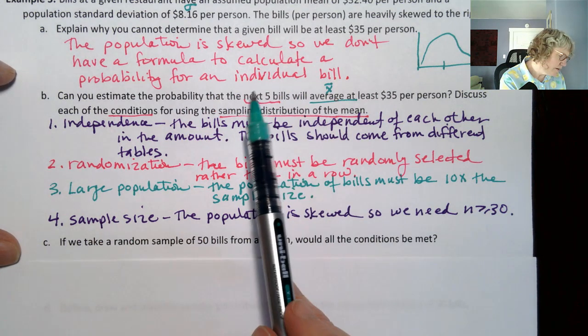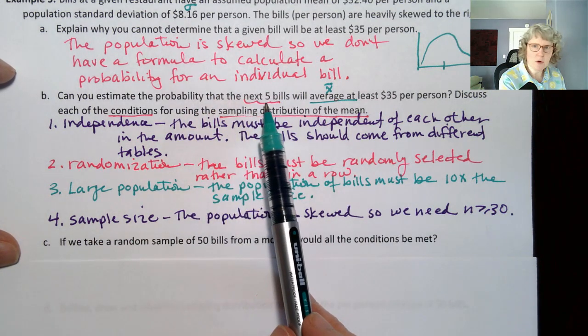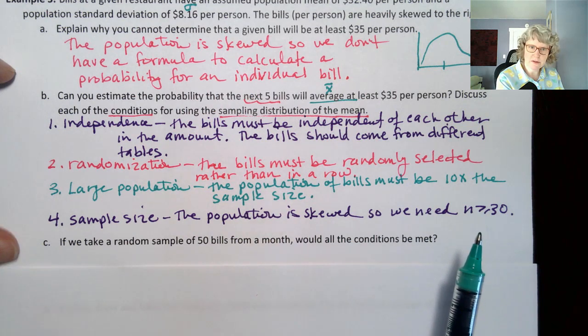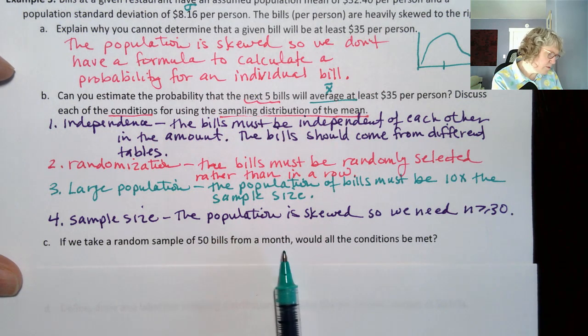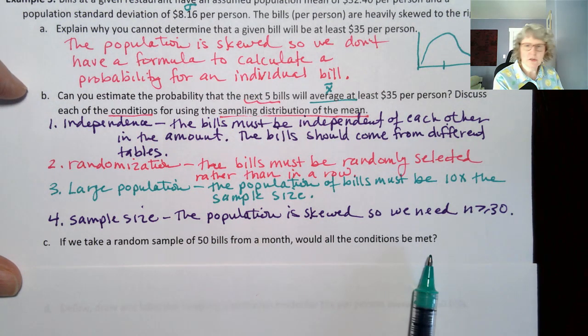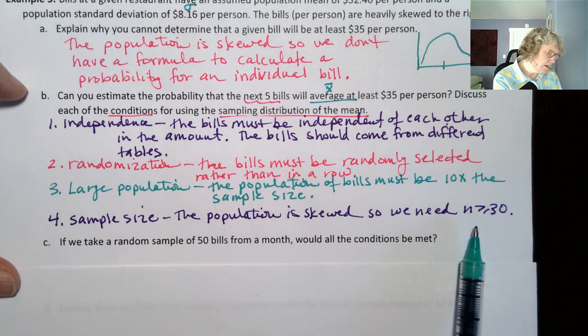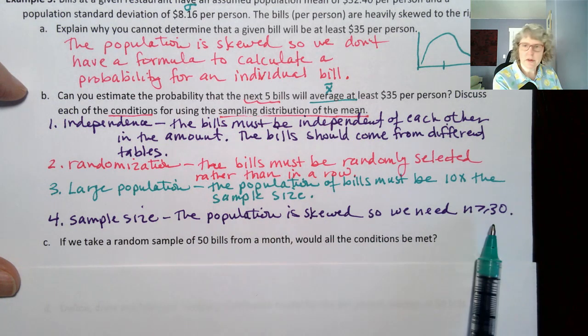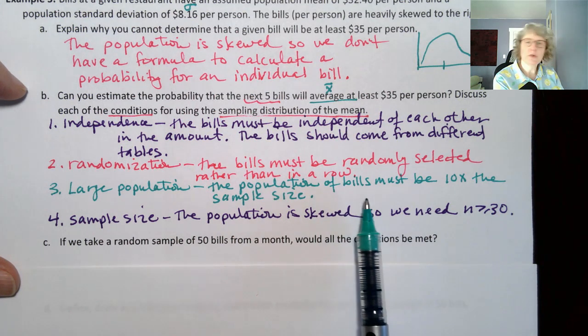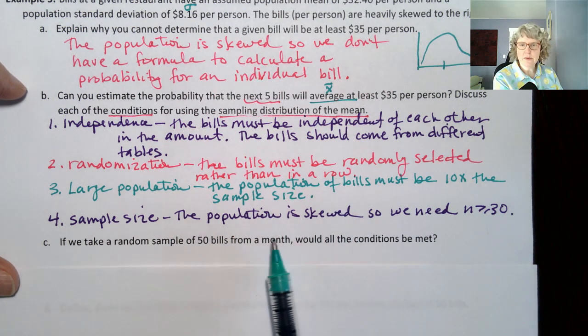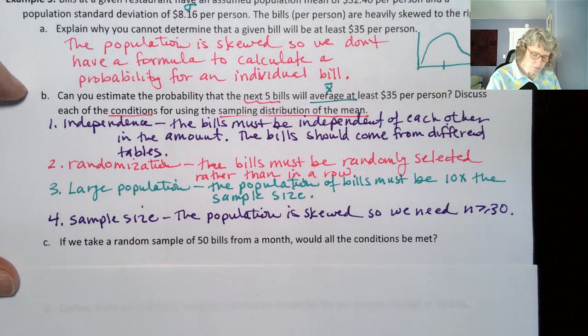So somewhere I'm going to answer this. The next 5 bills would not work, right? Because 5 doesn't meet the sample size of 30. But part C says if we take a random sample of 50 bills from a month, would all the conditions be met? And in that case, I would say yes, right? Because if we did 50, that's more than 30. And also, then we would need our population to be 500 or more, right? So as long as that was in a month, and it seems like it would be, depends on the restaurant, though, of course, we should double check that. If it's a really, really small, it might not work.